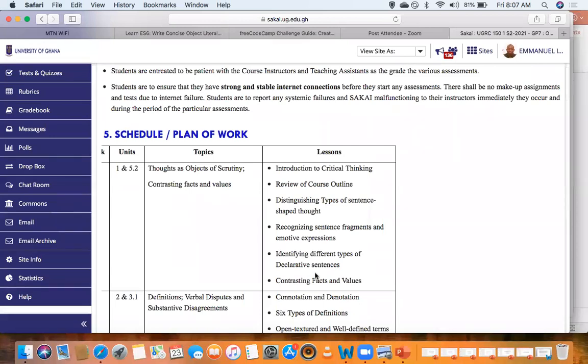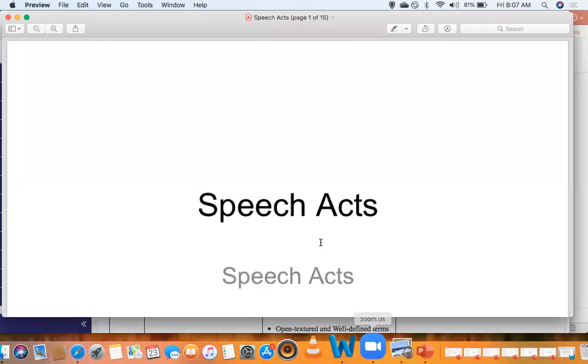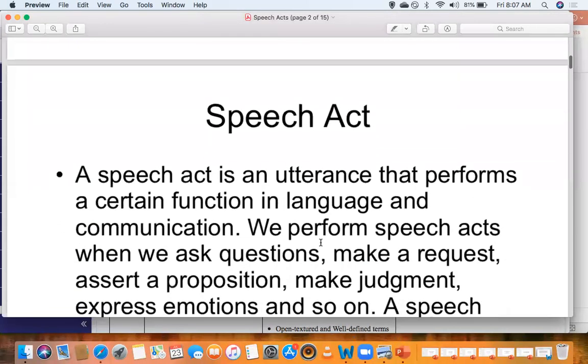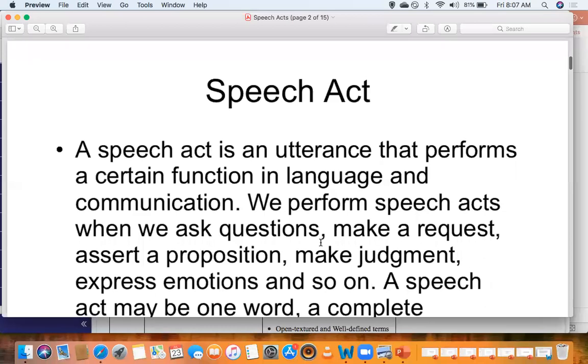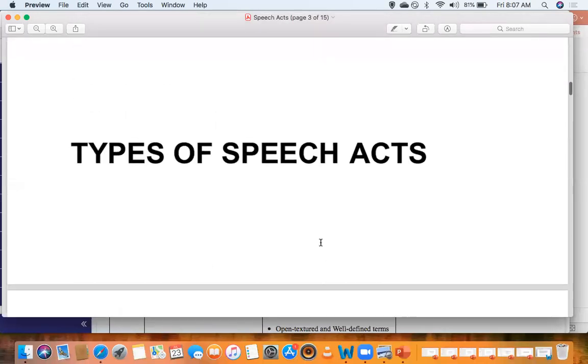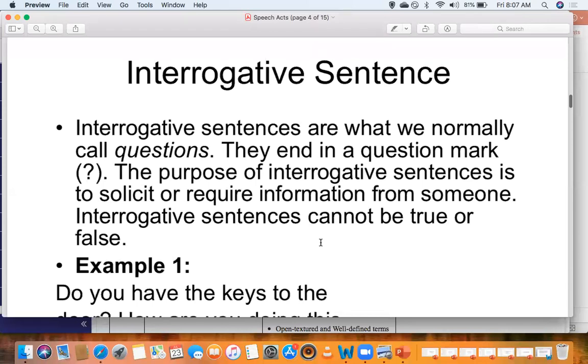For our first class, we reviewed the course outline. We distinguished types of sentence-shaped thought. We recognized sentence fragments and emotive expressions. We identified different types of declaratives. We contrasted facts and values. We even saw different types of values, that's the moral and non-moral values, value judgments. And so this is the slide we had used.